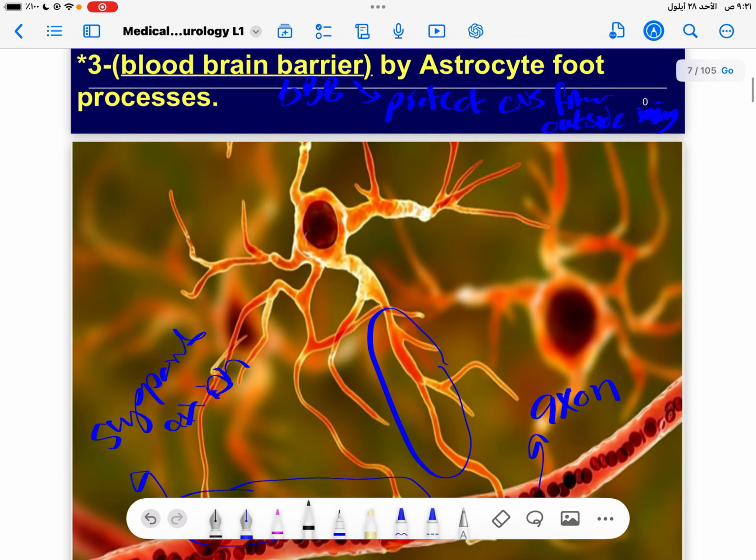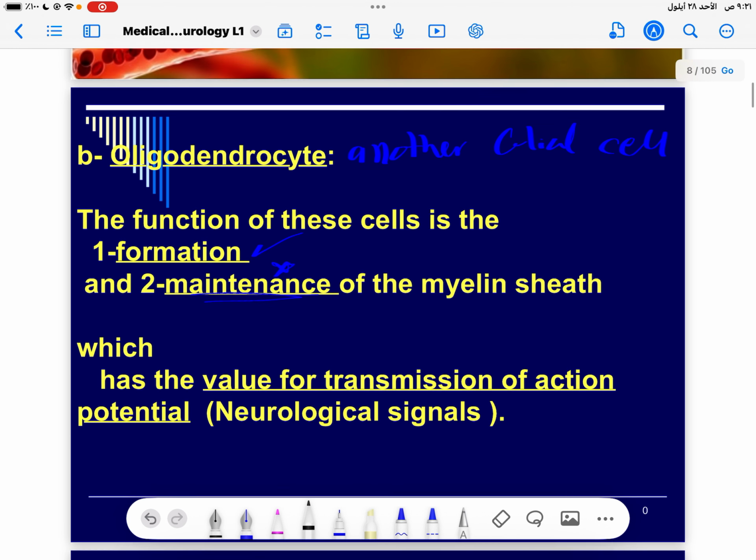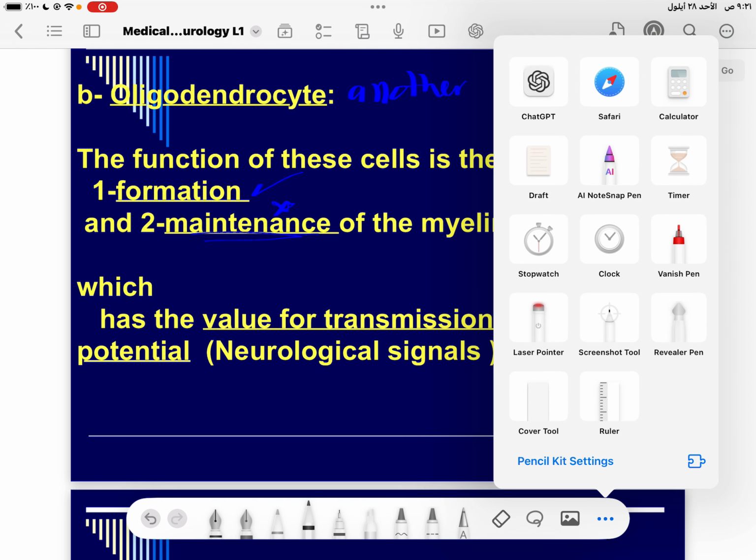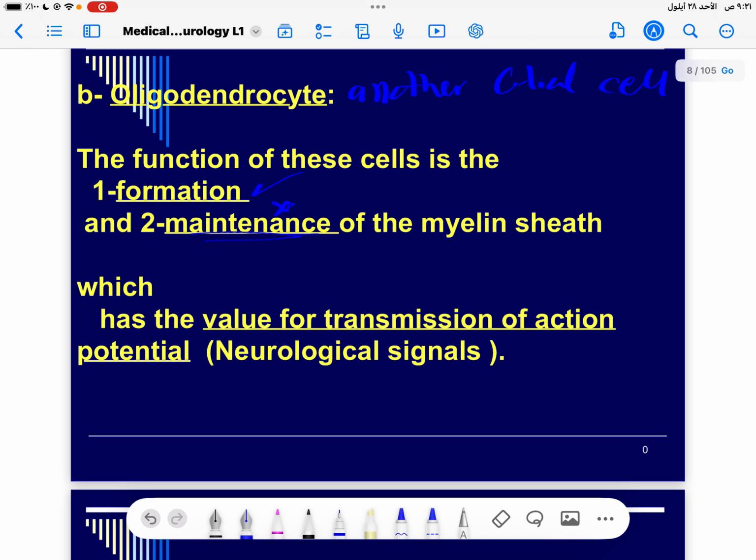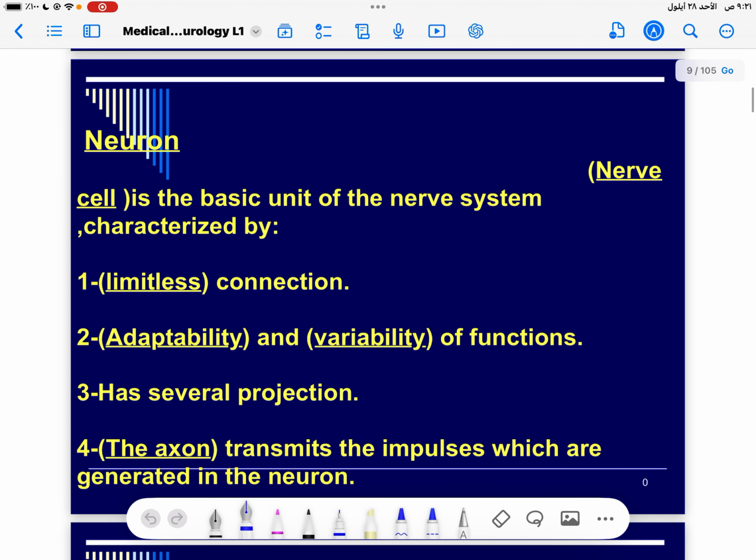So as we said, the myelin sheath is very important in the transmission of the neurological signal. Now the neuron itself, the basic nerve cell, is the basic unit of the nervous system. And it has many characteristics.